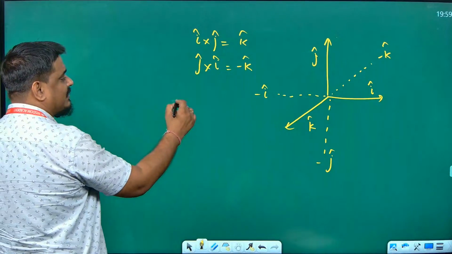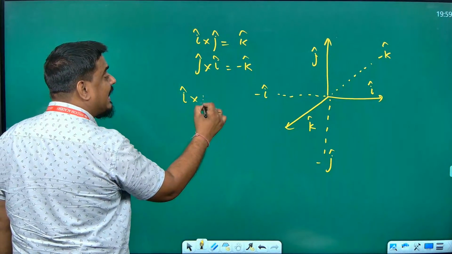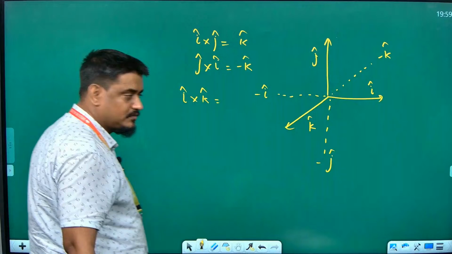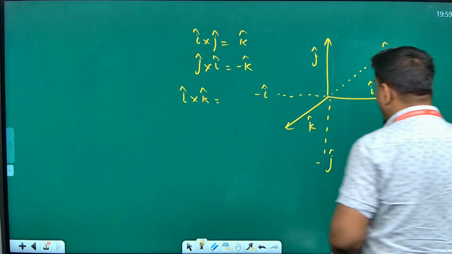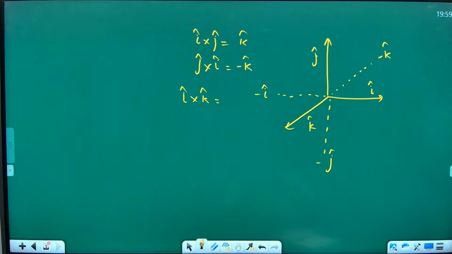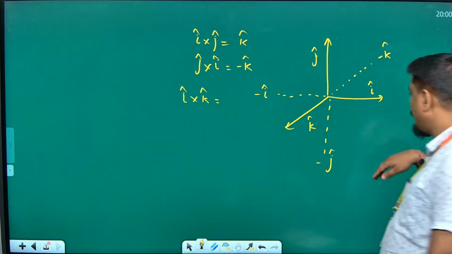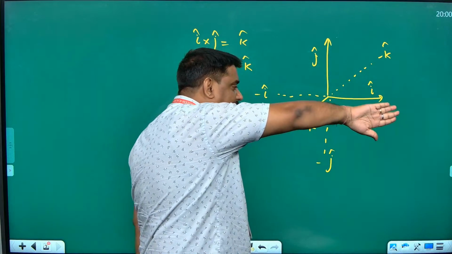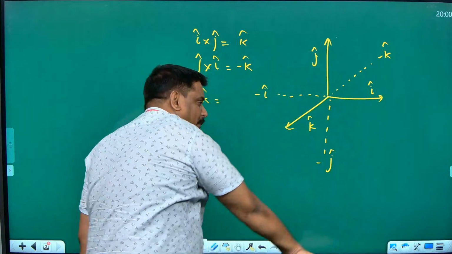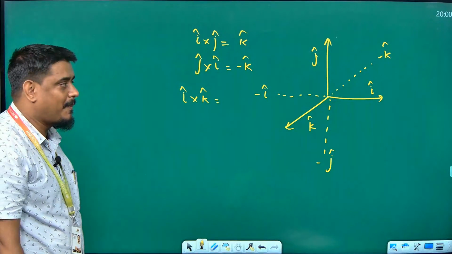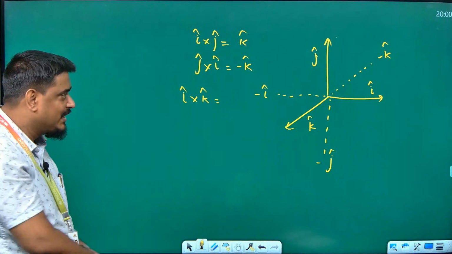If I write I cross K, where should I keep my hand? On I. To where should I go? Towards K. So if you keep your hand on I and try to go towards K, where will the thumb point? Down, minus J.